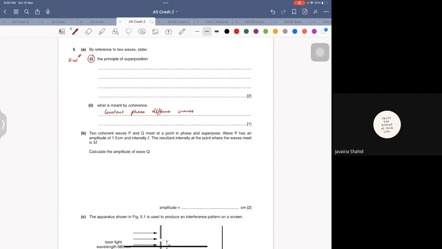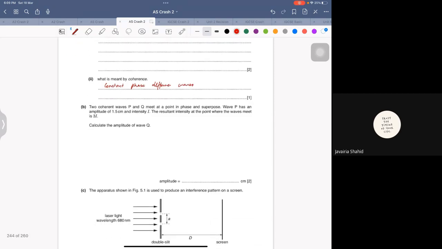Okay, then it says two coherent waves P and Q meet at a point in phase and superpose. Wave P has an amplitude of 1.5, intensity is I. The resultant intensity at the point where the waves meet is 3I. So it says calculate the amplitude of Q, right?